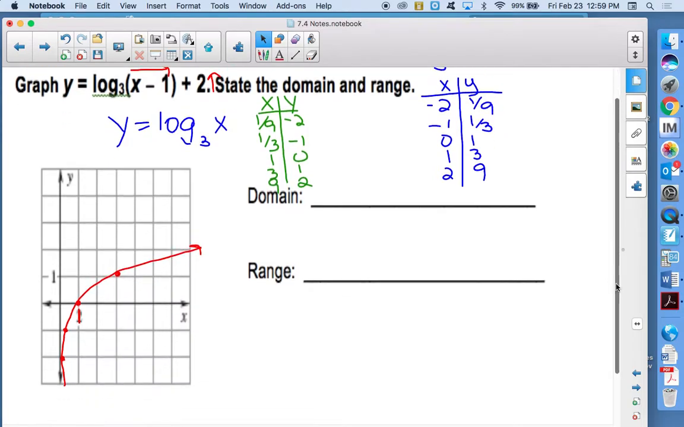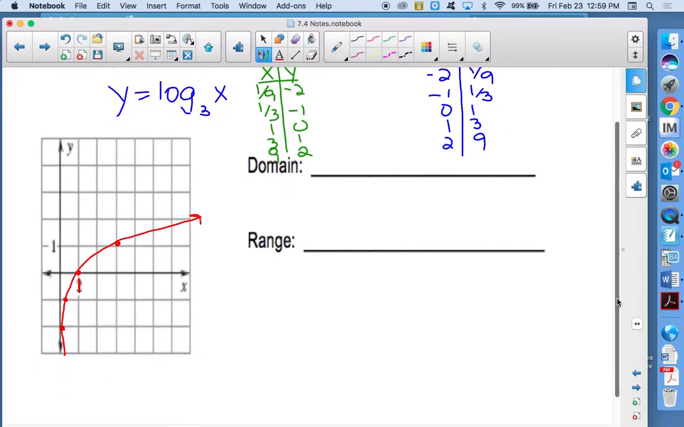So by hand, taking your points, sliding them right and up. So my first point goes right 1 and up 2. And then we're moving right 1 and up 2.